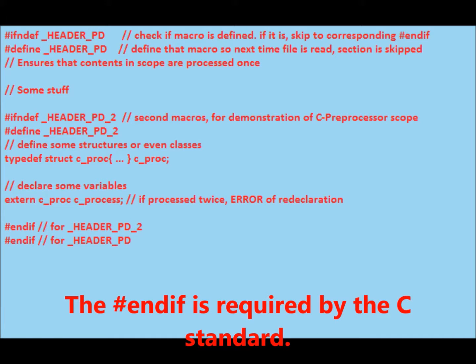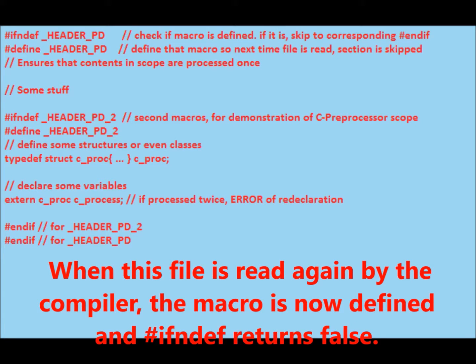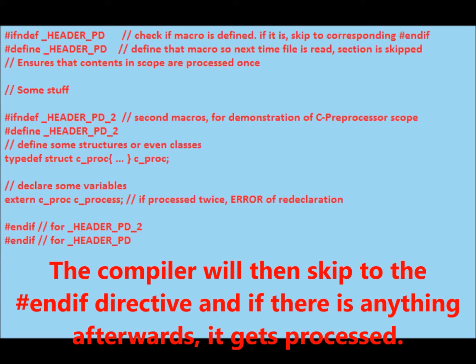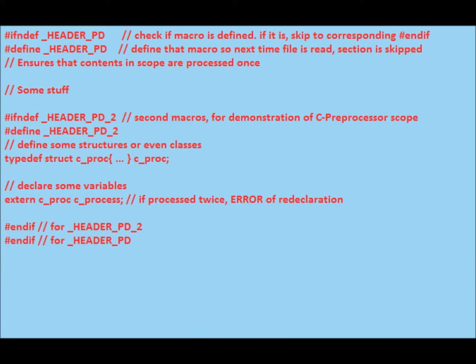The endif is required by the C standard. When this file is read again by the compiler, the macro is now defined and ifndef returns false. The compiler will then skip to the endif directive, and if there is anything afterwards, it gets processed.